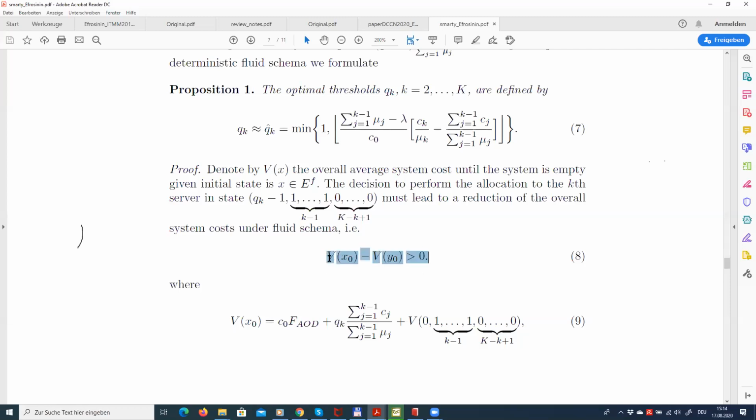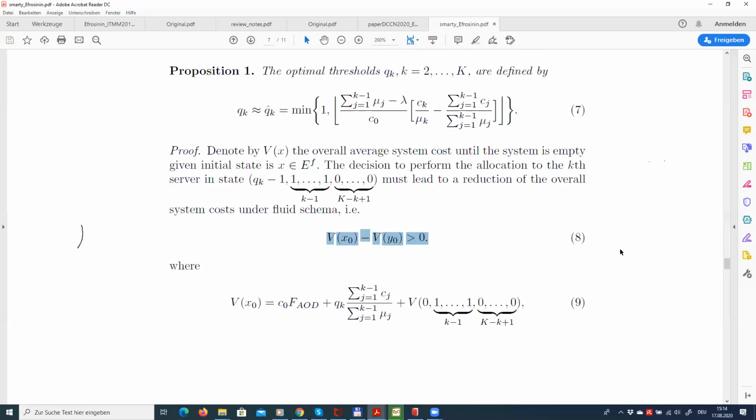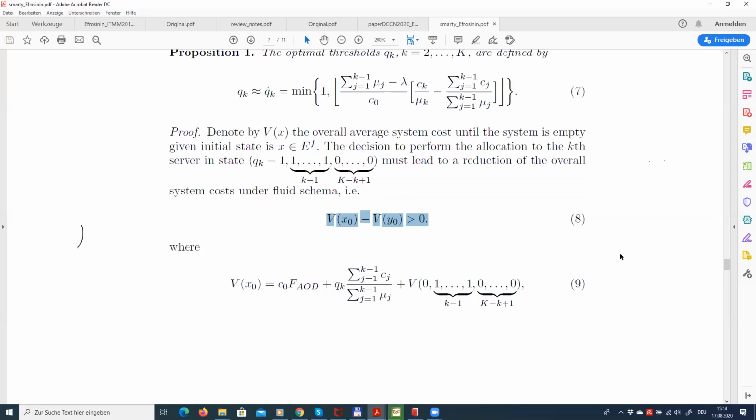So that means this inequality must hold. And now we have to calculate the overall average system costs. We use the times that we have already evaluated, the total holding times of customers in the queue, multiplied by the cost per unit of time, waiting costs. This is the term for the usage of servers, and the rest costs for this state that we obtained.